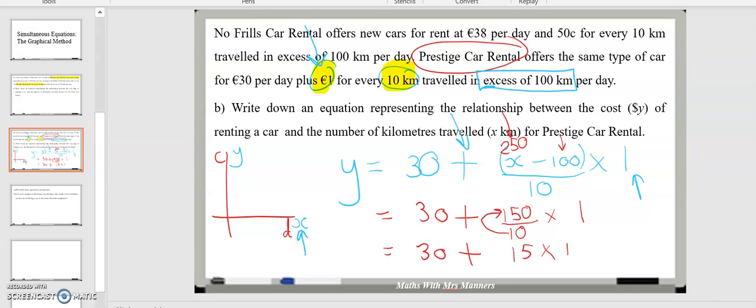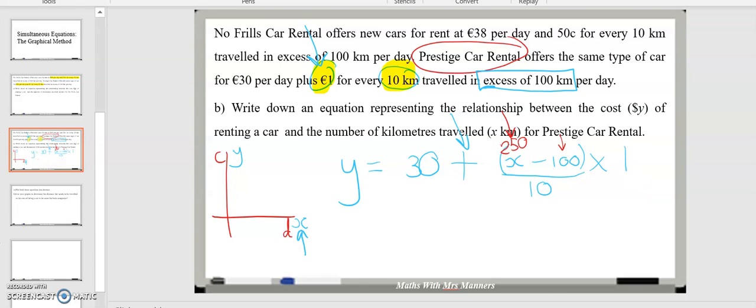So for that journey of 250 kilometers, I'm actually going to pay 30 euros plus another 15, which makes a 45 euro charge. That gives me the first equation: y equals 30 plus x minus 100 on 10. You can put the times 1 there if you want.